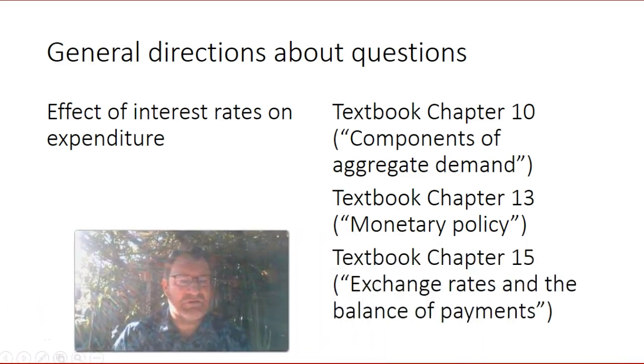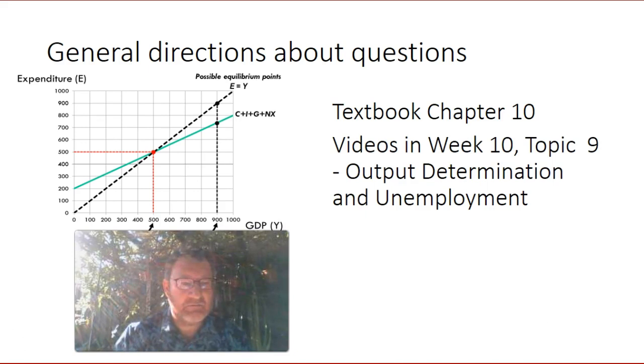If you get a question about the effect of interest rates on expenditure, total expenditure, in particular the 3 components of total expenditure that you're asked about, that is consumption spending, investment spending, and net exports, then that is scattered all over the place. So you'll need to look at chapter 10 of your textbook, in particular components of aggregate demand, chapter 13 on monetary policy, and chapter 15 on exchange rates and the balance of payments. If you go through them, you should be able to piece together what the answer to that question would be.